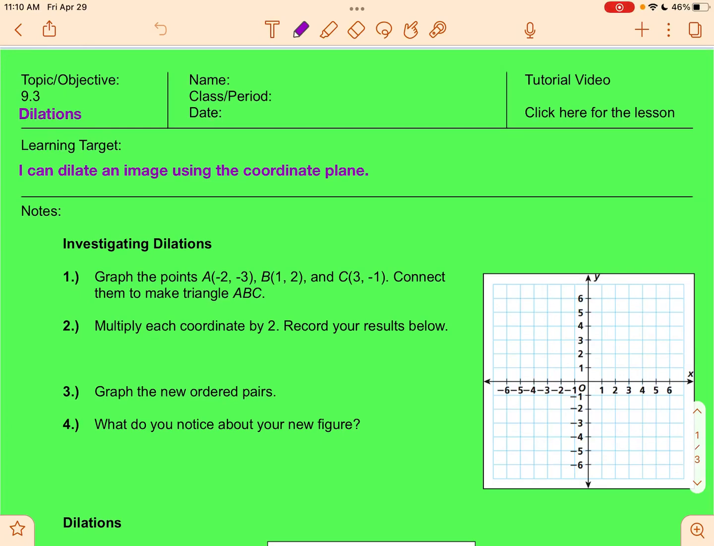Hi 7th graders, today we are going to be doing 9.3, which is all about dilations. Our learning target is I can dilate an image using the coordinate plane.